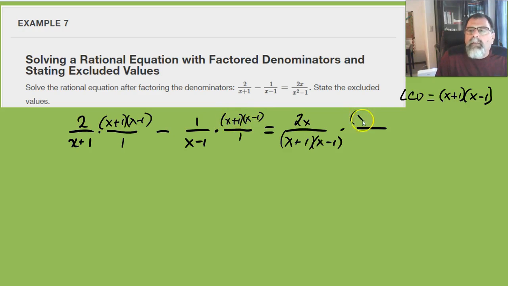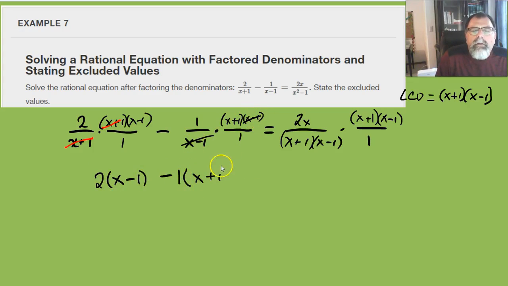Okay, so I'm going to multiply everything by the LCD on both sides. It gets distributed, so you multiply every term by the LCD. We do our canceling. With a little practice, I don't ever write this step. I write, here's my LCD, I'm multiplying it, I'm canceling the x plus 1's. I'm left with 2 times x minus 1, minus 1. The x minus 1's cancel. X plus 1. And here both of them cancel, so I'm left with just the 2x.